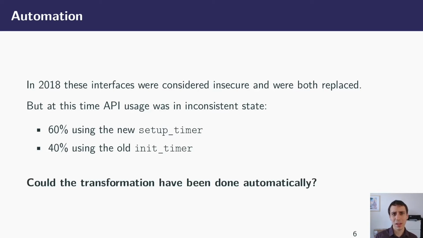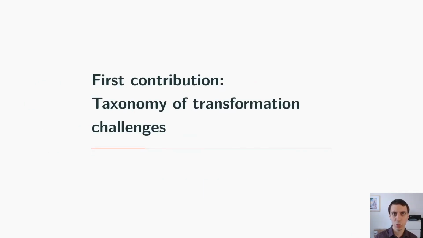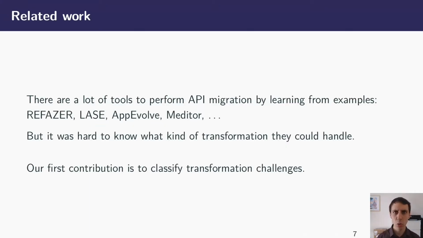Since this migration is quite simple, we can wonder if it could have been done automatically, sparing some developers some precious time. Our first contribution in this paper is a classification of the difficulties of transformation. Before creating our own tool, we looked at the literature for other tools that were capable of inferring transformations from a set of examples. Some of the tools, like Rephaser, Lace, AppEvolve or Meditor, are capable of doing that, but mainly for Java and Android updates.